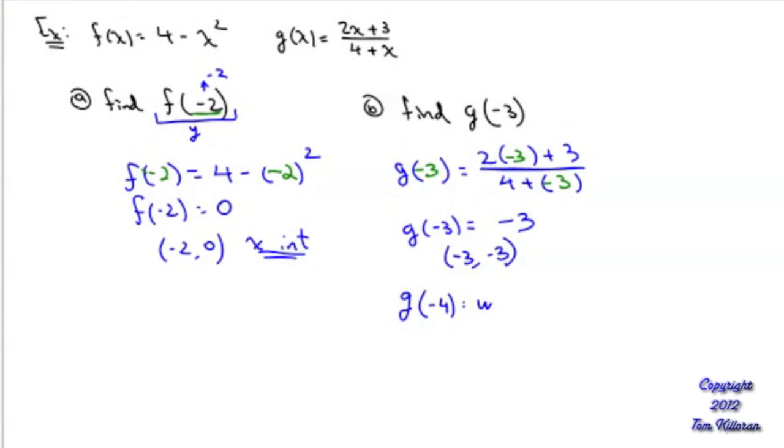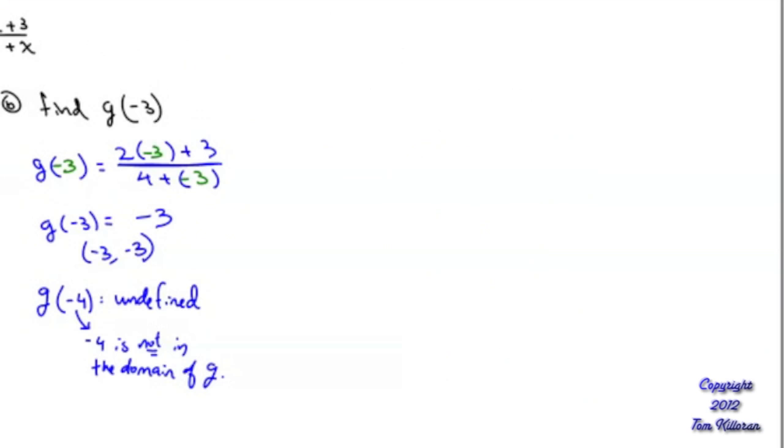Undefined. So what does it mean when something like this is undefined at a value? What it means is -4 is not in the domain of g. In other words, -4 could not be in the domain because you can't use it. You can't use it because it's undefined. -5 over 0 is undefined. You can't divide by 0.